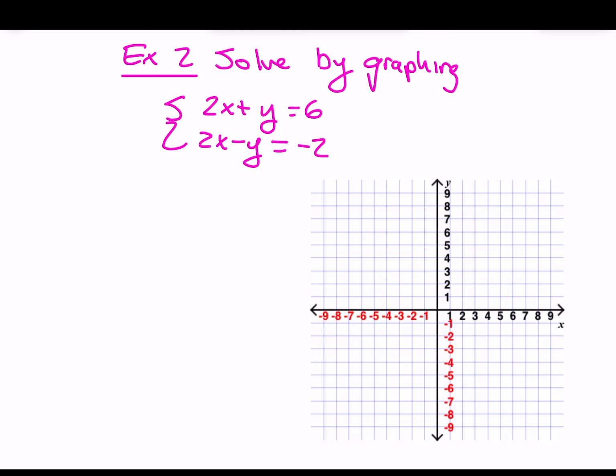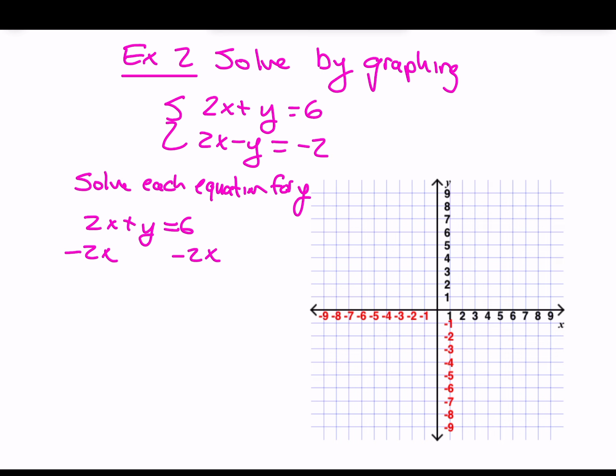Okay, example 2, we want to solve the system by graphing. We have the system 2x plus y equals 6 and 2x minus y equals negative 2. So the first thing we want to do is solve each equation for y. And the reason we want to do that is to get it into slope-intercept form. So starting with 2x plus y equals 6, we can solve for y by subtracting 2x from both sides, and we get y equals negative 2x plus 6.